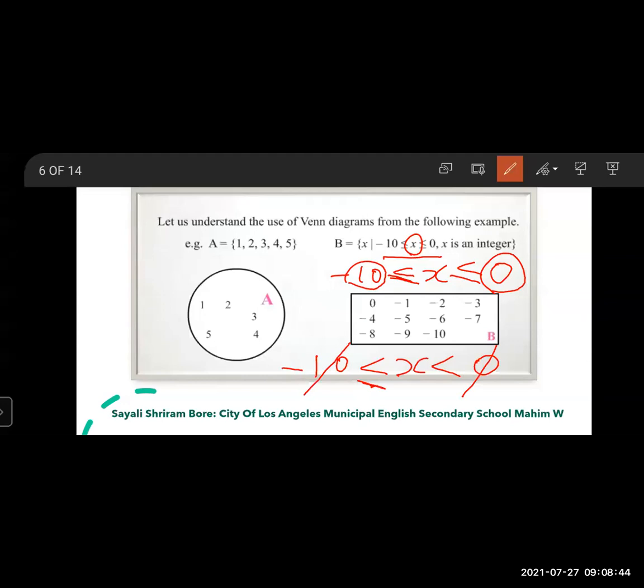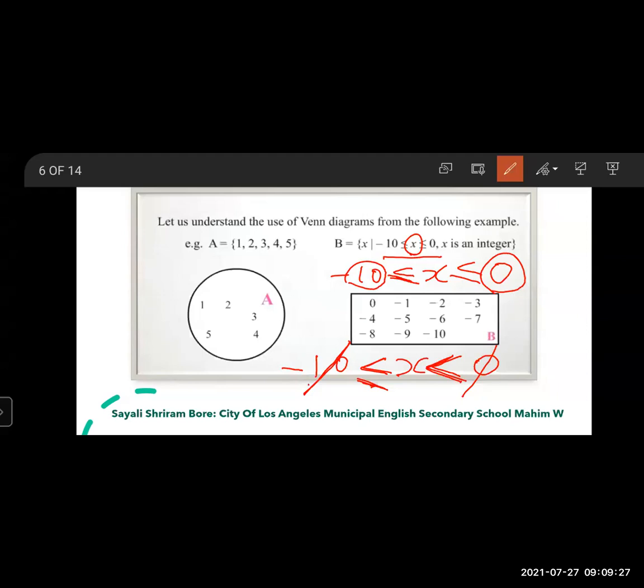Pay attention very carefully, because many students make mistakes here. When the equal to sign is there, they also write minus 10, and when it is not there, they still write minus 10. So while writing in the listing form, you have to be very, very careful. When it is less than or equal to, you have to include minus 10. But if only less than is there, then you will not include minus 10, but start from minus 9, minus 8, minus 7, and so on. This is an important thing that you need to understand.